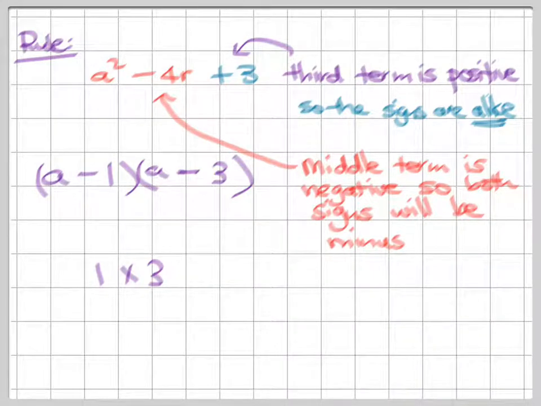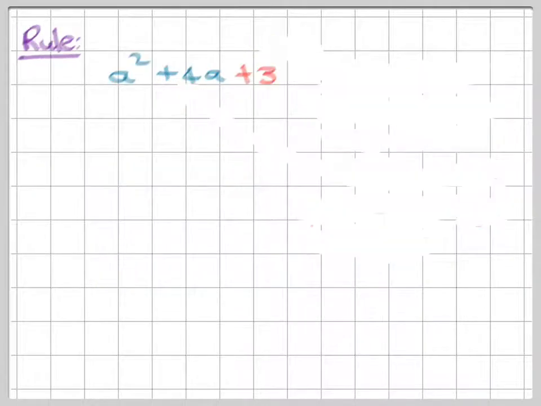So this is the first rule to remember, that if there's a positive sign here, it means both the signs are going to be alike, and that this sign tells us these are both going to be minuses. Okay. If this sign was a plus, then it would be a different story. They'd be both pluses. Right, let's look at the next rule.